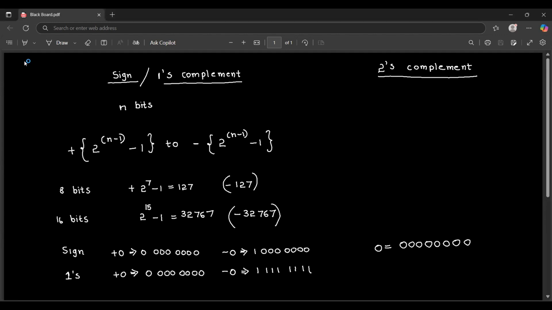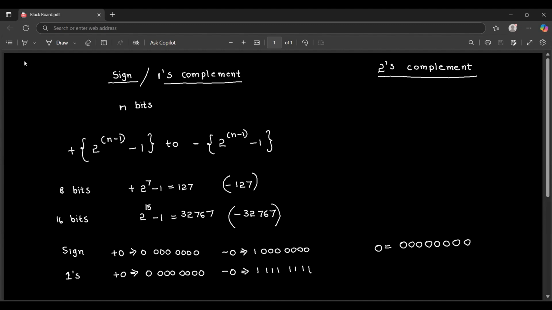Even in Python, we have the bitwise not operation. In the bitwise not operation, we actually need two's complement. I'll explain it in a future video, but now let's focus on two's complement.